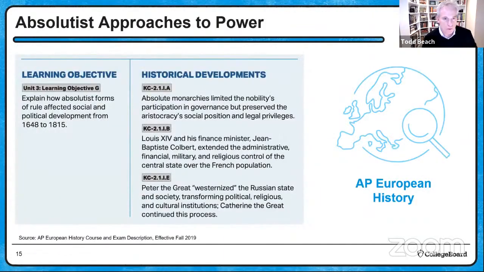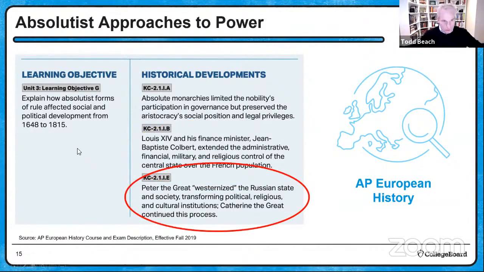So the first monarch we're going to talk about, as we get into these different absolutist approaches to power. The objective is to explain how these forms of rule affected the social and political development in that time period. We're going to talk about Louis XIV and Peter the Great. These are the 2 monarchs that we'll unpack. Again, we can't undo the entire unit, so these are the 2 we're highlighting. We'll go to the next slide.